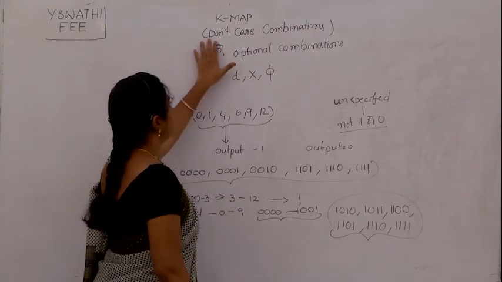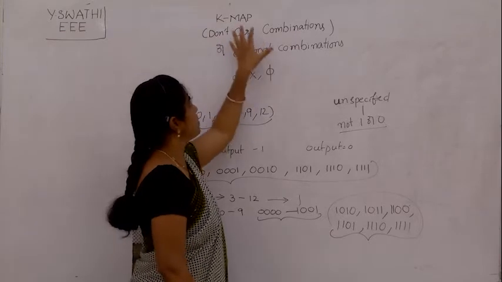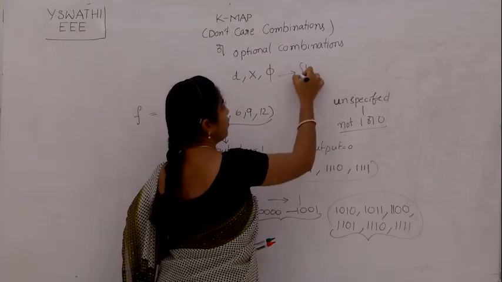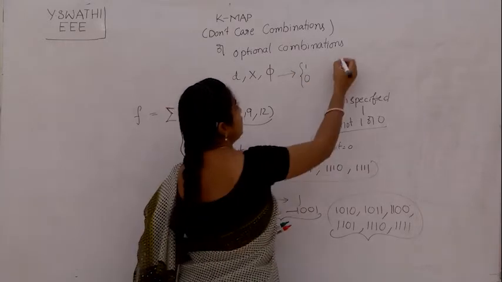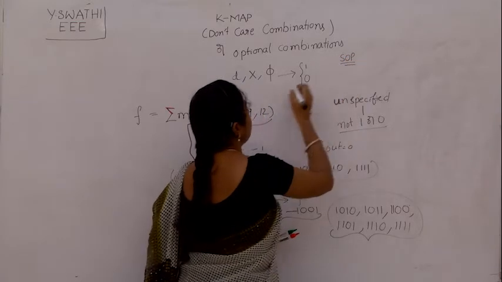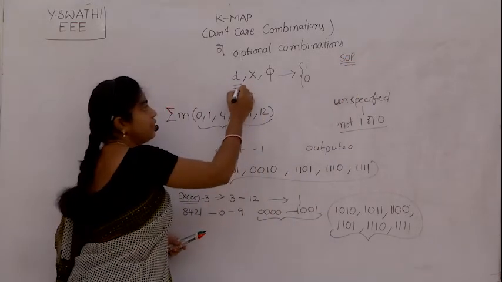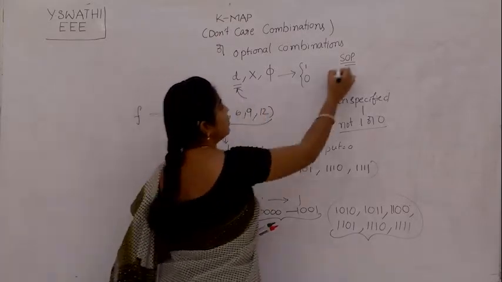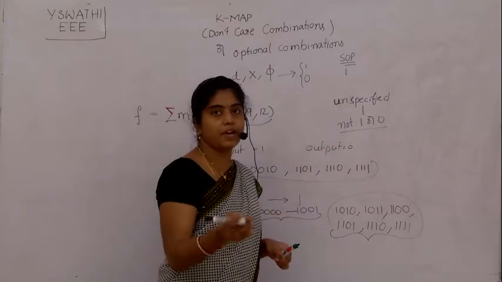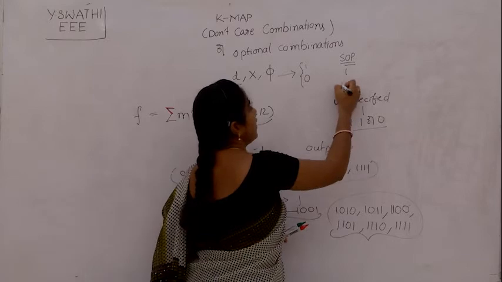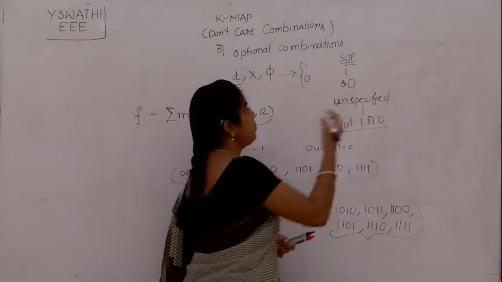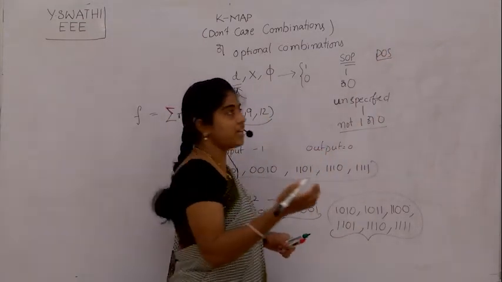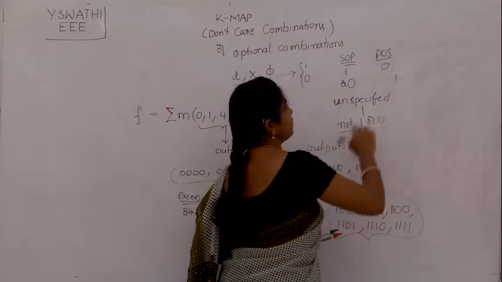Now the specialty of these don't care combinations in the K-map is that you can take them as either 1 or 0 according to your convenience. In SOP form, if the don't care combinations help us to reduce our expression further, then we can take them as 1. Otherwise, if they are not helping to reduce the expression, we can take them as 0. In POS form, if they help us to reduce the form, you can take them as 0, otherwise you can take them as 1.